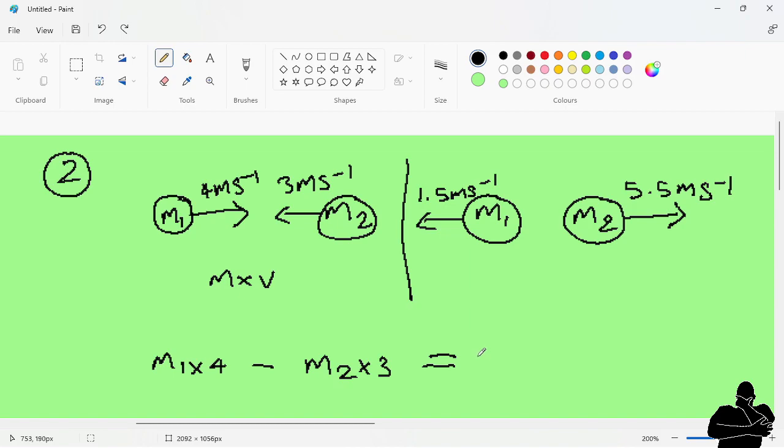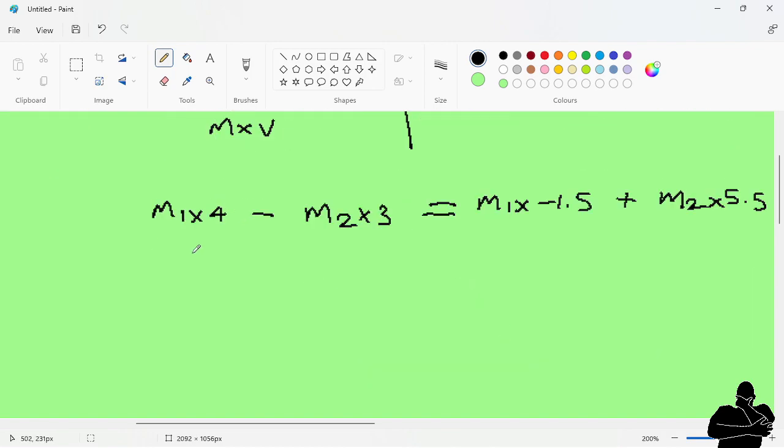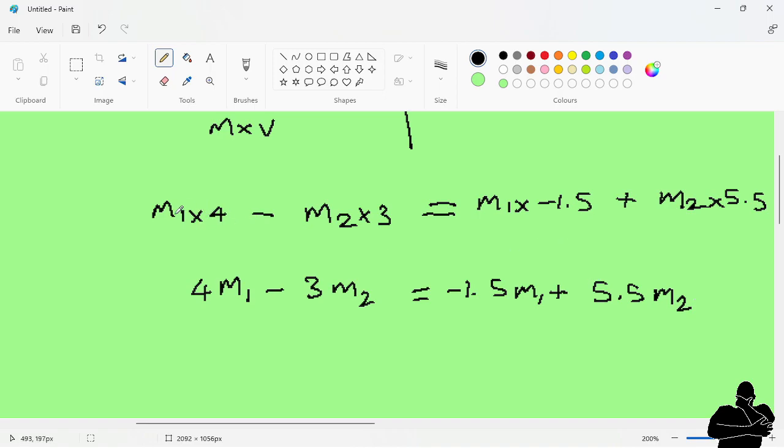The momentum after the collision would be M1 times negative 1.5 meters per second plus M2 times 5.5 meters per second. Now we can basically rewrite the data so that it's a little bit more workable. And that would just be 4m1 minus 3m2 is equal to negative 1.5 m1 plus 5.5 m2. All we did was just multiply these numbers. So we multiplied the m1 by 4, we multiplied m2 by 3, so on and so forth.